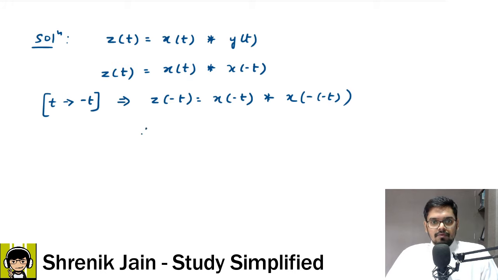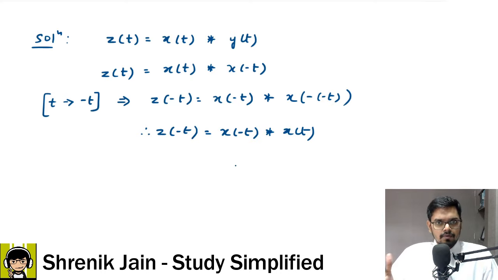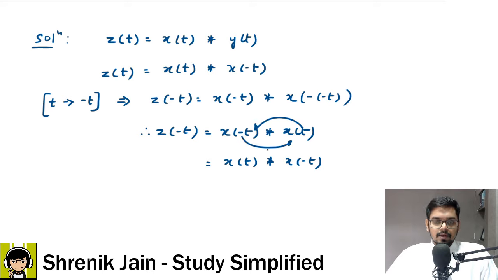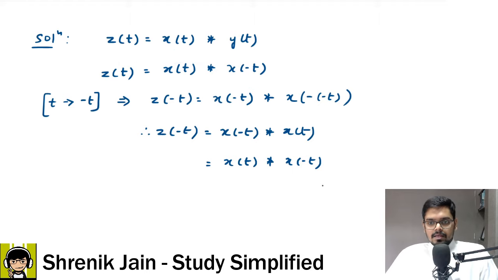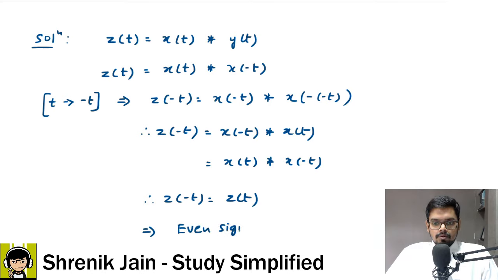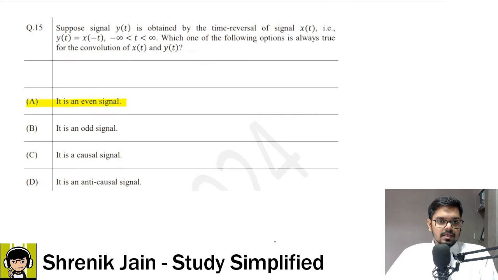So if I simplify it, can I say z of minus t is nothing but x of minus t convolved with x of t, and in convolution a convolved with b, b convolved with a, both are the same. Therefore, can I say this is nothing but x of t convolved with x of minus t? If yes, then this thing is z of t. If that thing is z of t, therefore the conclusion is z of minus t is equal to z of t. This implies the given signal is what? This is an even signal. So even signal is the answer, and hence you can see that option A is correct.